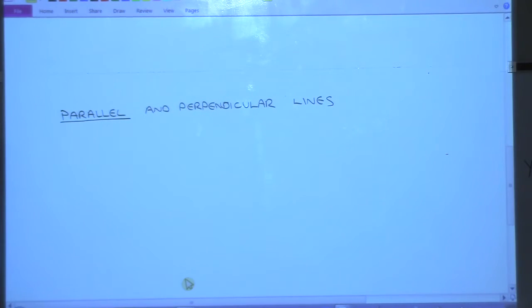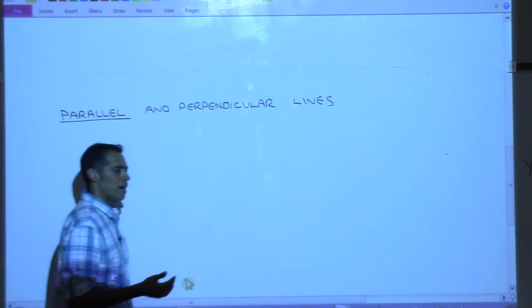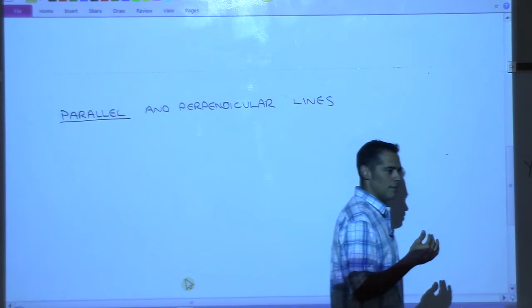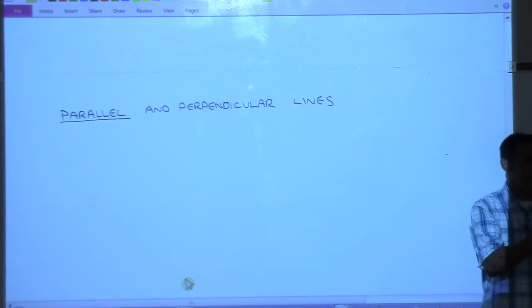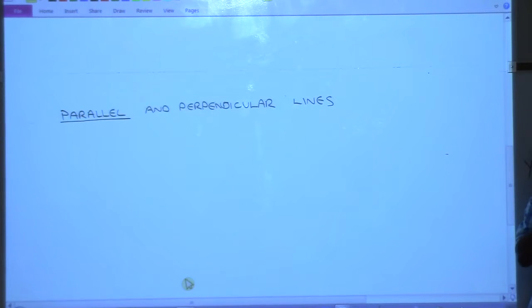Okay, so parallel, are you happy with the two? Anything you want to add? Yeah, but they never touch. Do y'all like that definition? Two parallel lines are two lines that never intersect? You're okay with that? Yes?